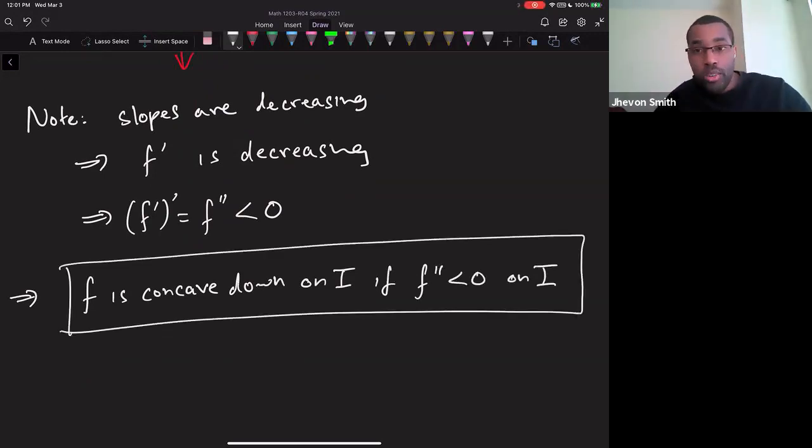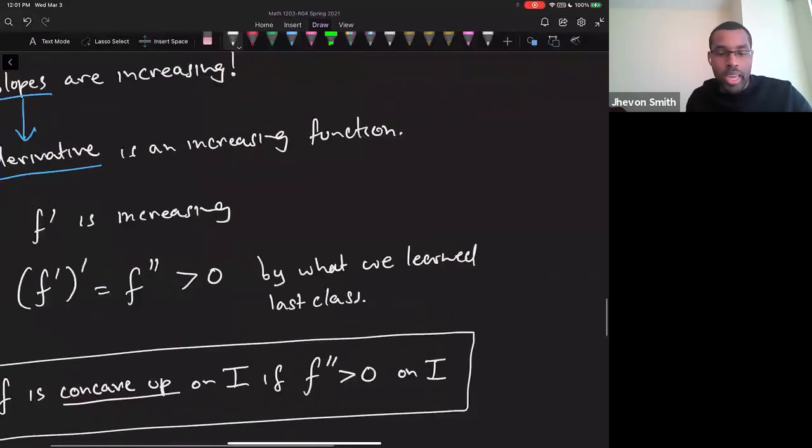So when the first derivative is positive, that means the function is increasing. If the first derivative is negative, it means the function is decreasing. If the second derivative is positive, it means the function is concave up. If the second derivative is negative, it means the function is concave down. Concave up and concave down means that they exhibit this behavior.